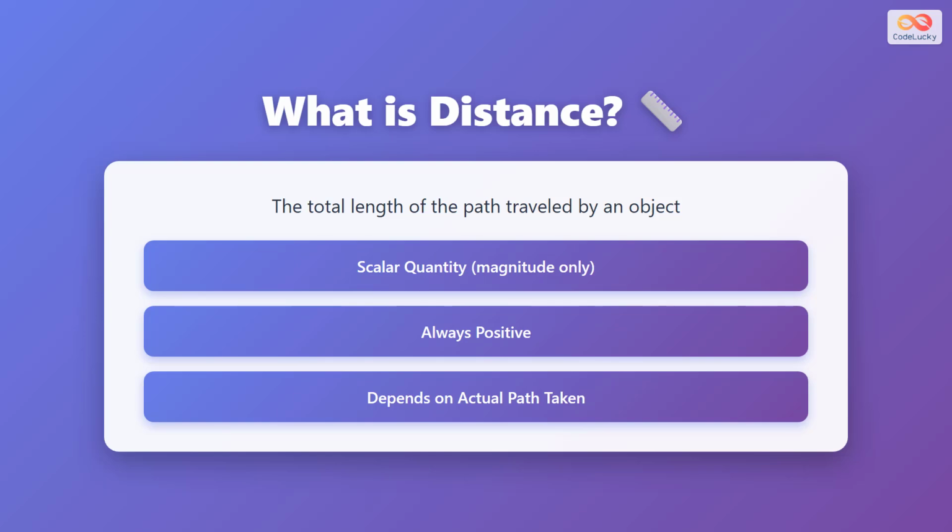Let's start with distance. Distance is defined as the total length of the path traveled by an object. Imagine walking along a winding road. Distance measures every meter you walk, regardless of which direction you go. Distance is a scalar quantity, which means it only has magnitude and no direction. It's always a positive value because you can't travel a negative distance. Most importantly, distance depends on the actual path you take. If you take a longer route, your distance increases.